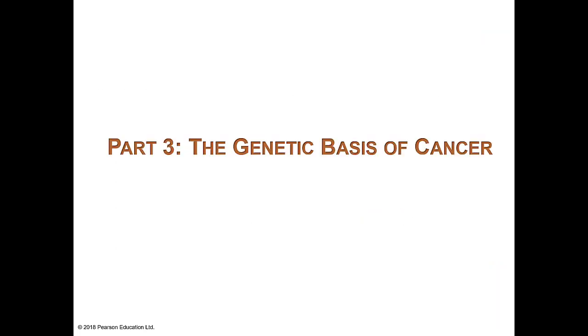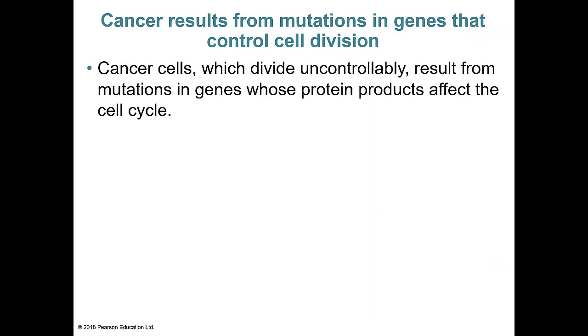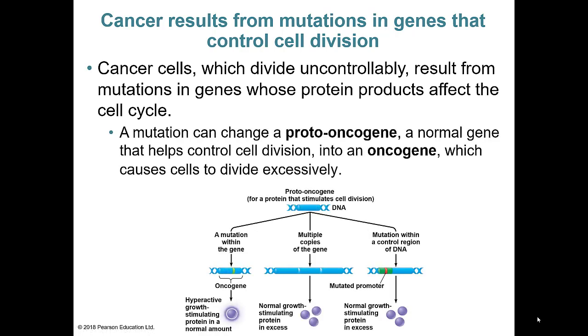Now let's take a look at, briefly, the genetic basis of cancer. Cancer results when we have uncontrollable division, which means there's a mutation somewhere in a protein that controls the cell cycle. So a mutation can change what we call a proto-oncogene.